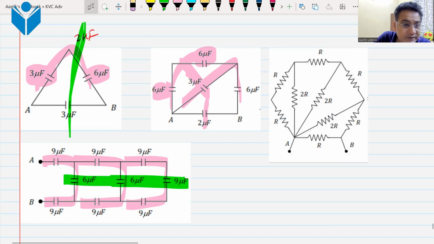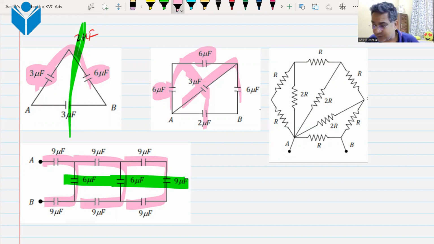Then this one. You have to find the equivalent resistance between points A and B. I'll give you 2 minutes. So how are we supposed to do this? Again, this is the same type that I call series parallel combination. R and R are in series, it becomes 2R. 2R and 2R are in parallel, it becomes R.